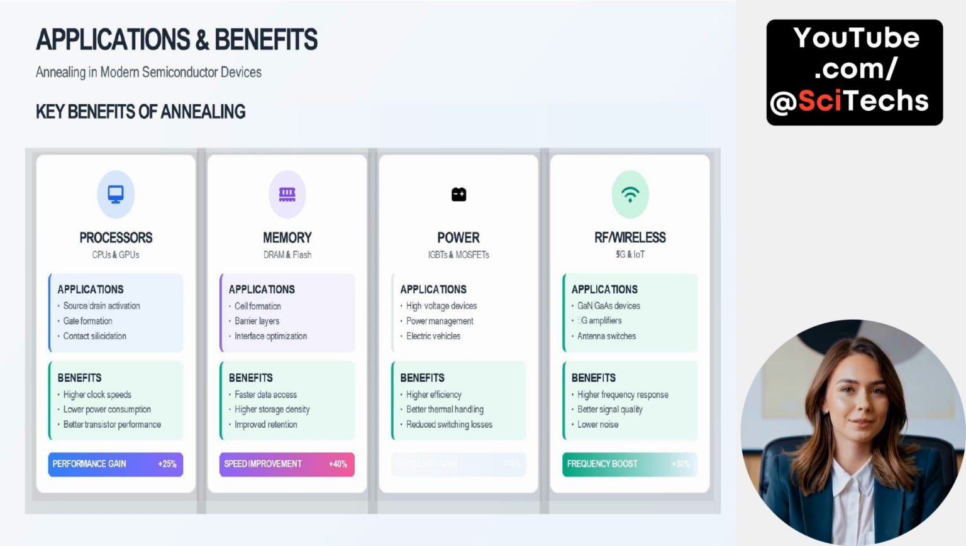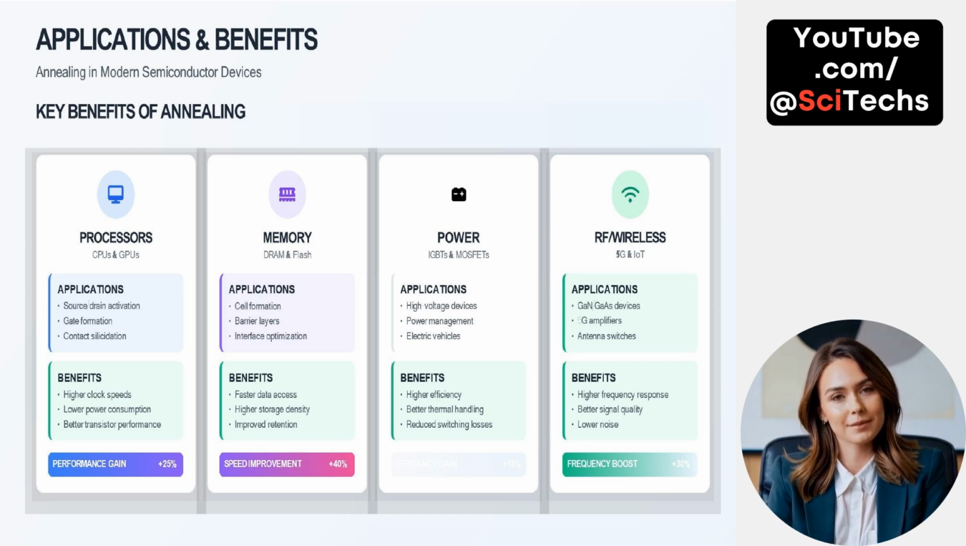For memory devices such as DRAM and flash, annealing helps with cell formation, barrier layer construction, and interface optimization. This leads to faster data access, higher storage density, and better data retention, contributing to a 40% improvement in speed.